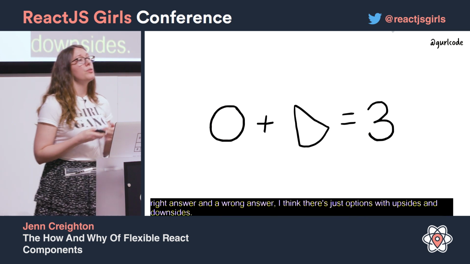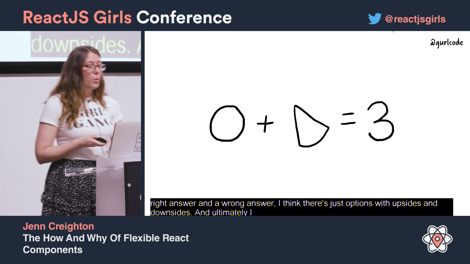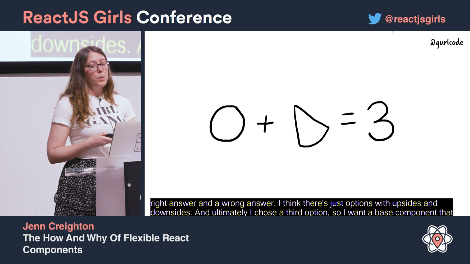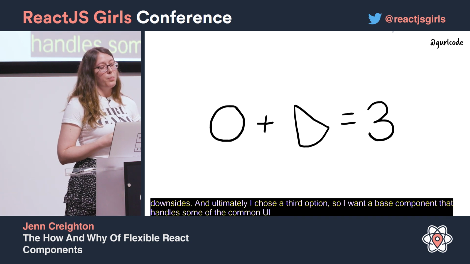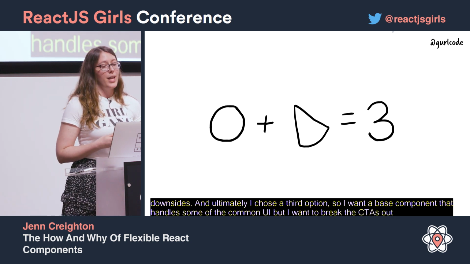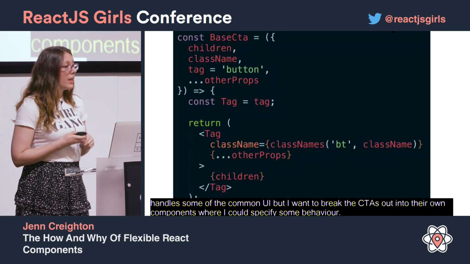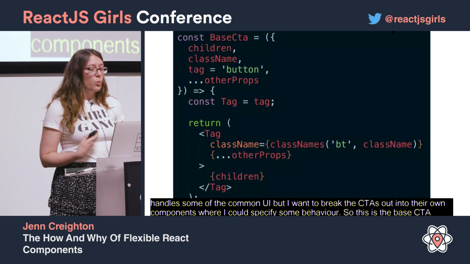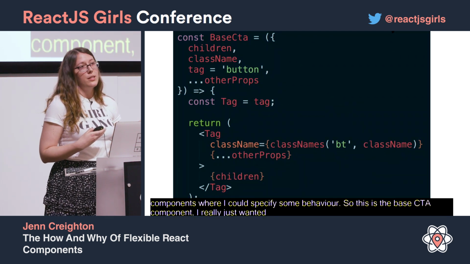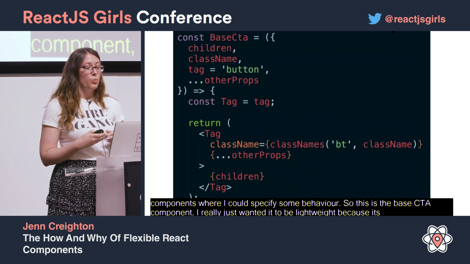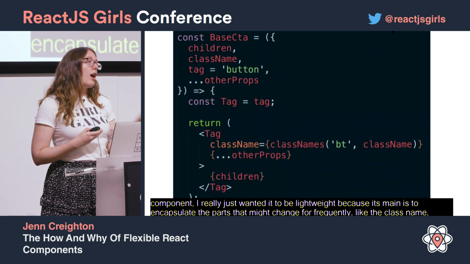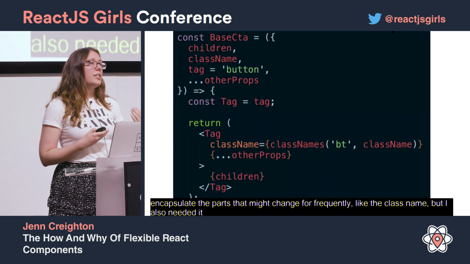And ultimately, I chose a third option. So I want a base component that handles some of the common UI, but I want to break the CTAs out into their own components where I could specify some behavior. So this is the base CTA component. I really just wanted it to be lightweight because its main job is to encapsulate the parts that might change more frequently, like the class name. But I also needed it to not interfere with the differences between the CTA components.